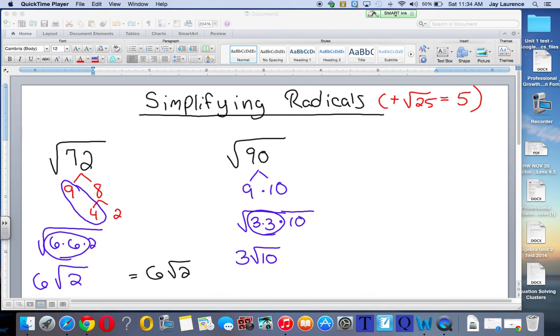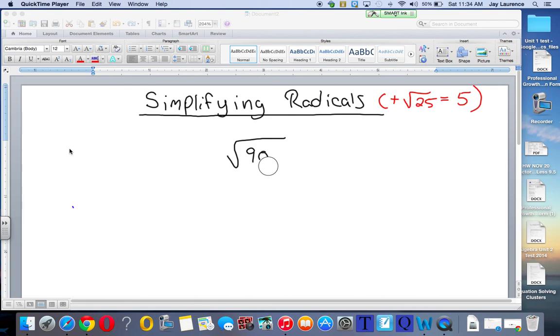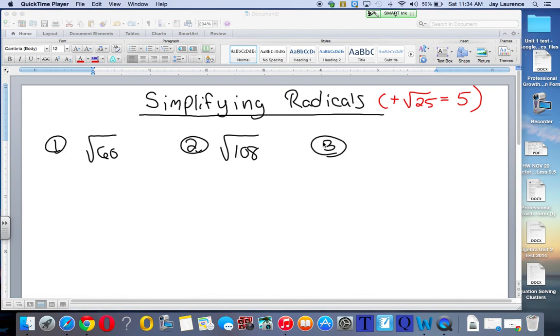Okay, I think I've done enough examples here. Let me put up the 3 problems I want you to attempt. We'll talk about them on Monday, January 5th, and then we will get some practice with it. This should be really pretty easy stuff. So the first one is the rad of 60. The second one is the rad of 108. And the third one is the rad of 45.